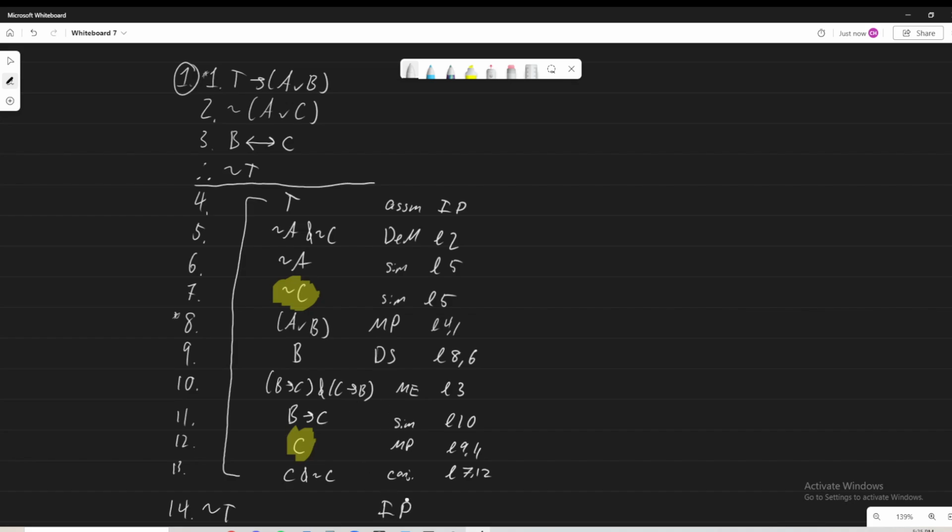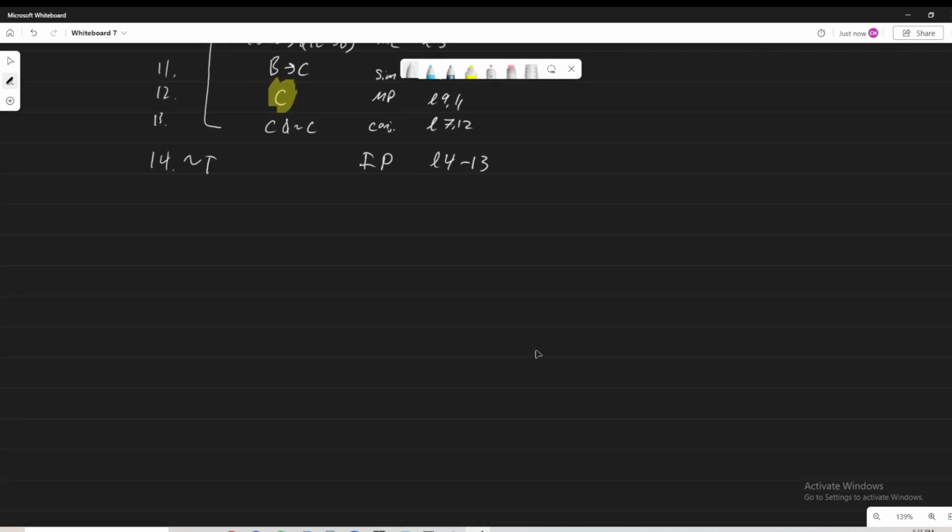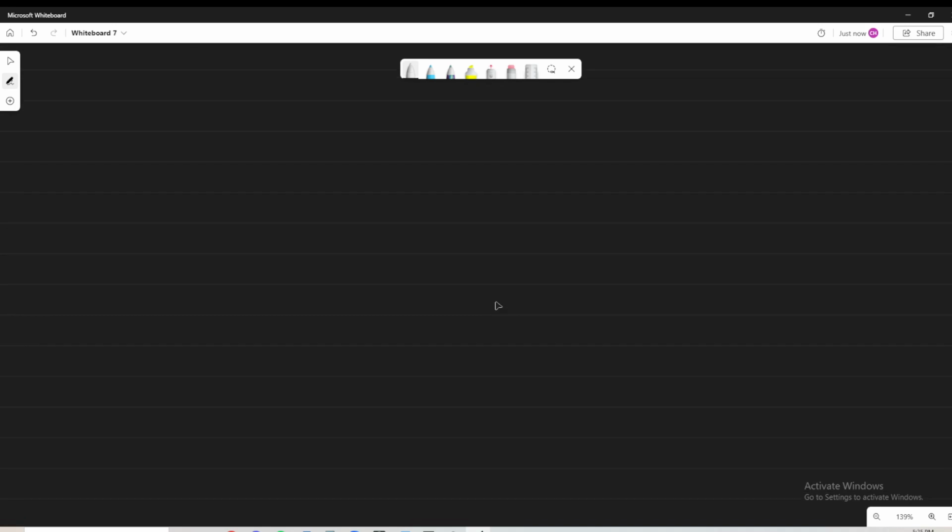The way we cite that is by writing IP lines, and then we put a line range, the same way we did for conditional proof, not individual line numbers. So there is how you would complete number 1. I'm going to move on now to some more practice problems. And as always, if you have any questions, feel free to ask them in the comments, and I'll try to get to them. But I will keep moving on through these.